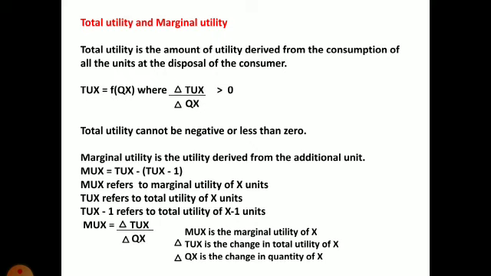Symbolically, marginal utility of commodity X can be written as MUx = TUx - TUx-1. MUx represents marginal utility of X. TUx refers to total utility from commodity X, minus TUx-1, which refers to the total utility of the previous unit, that is X minus 1 units.